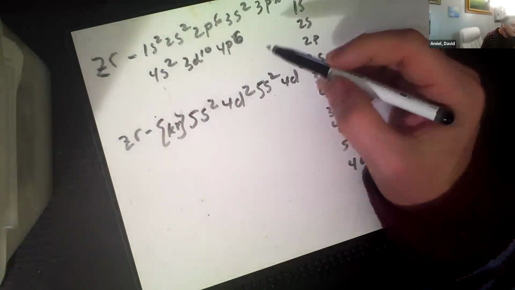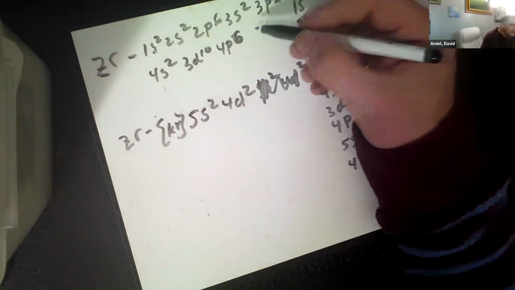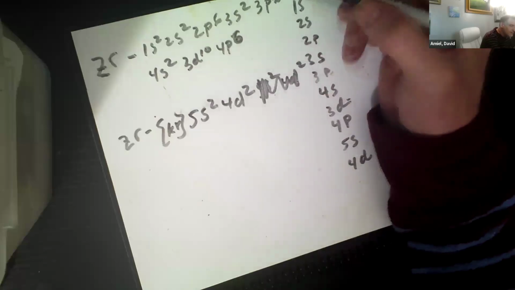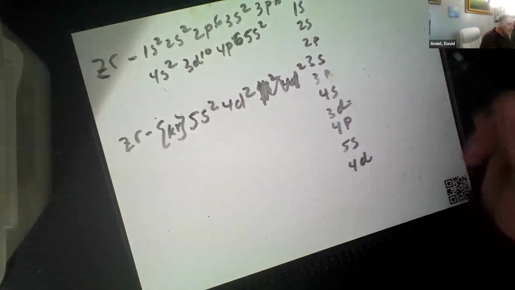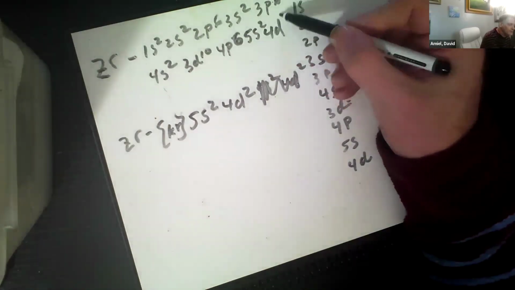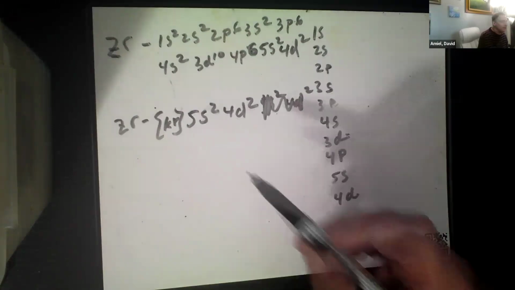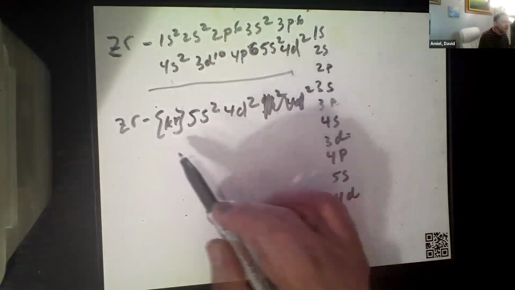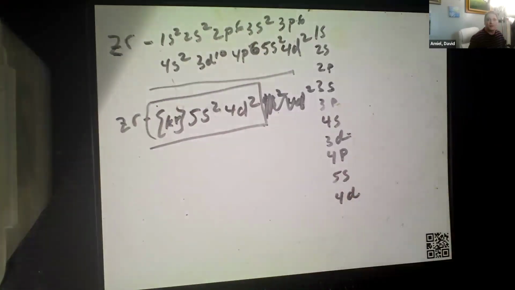Whoops, sorry. This doesn't go there, it goes here. This would be 5s2 and 4d2, like that. That would be the whole configuration. This would be the noble gas configuration, like that. Okay. Let's do another problem.